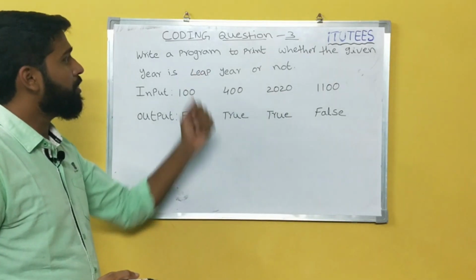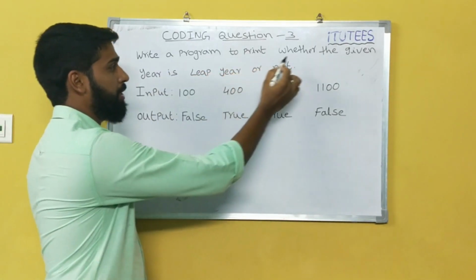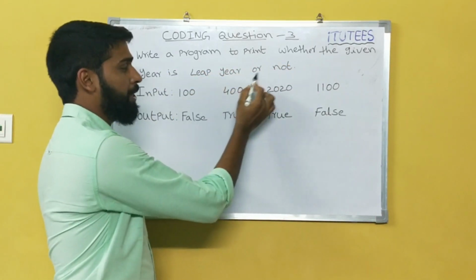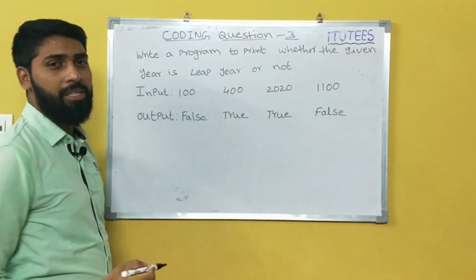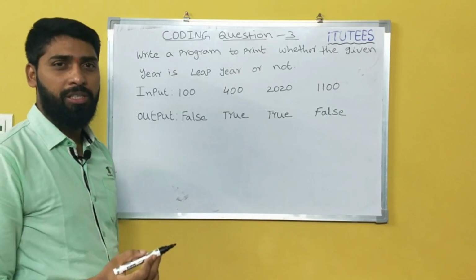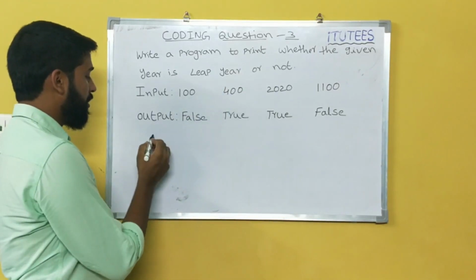So today we are going to discuss one coding question. Write a program to print whether the given year is leap year or not. How can we determine whether the given year is leap or not? Based on three conditions, you can determine that. What is the first case?